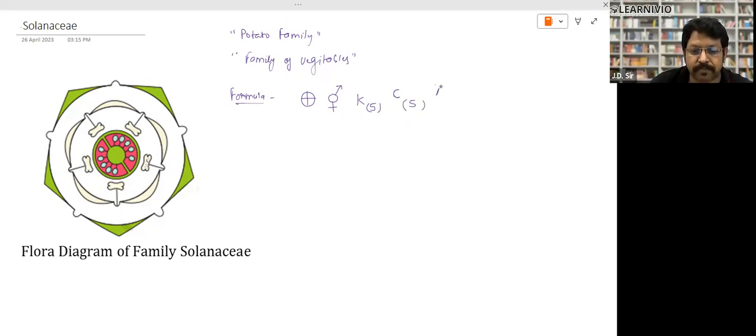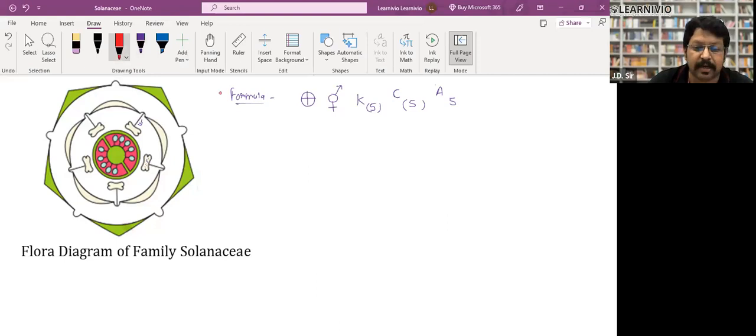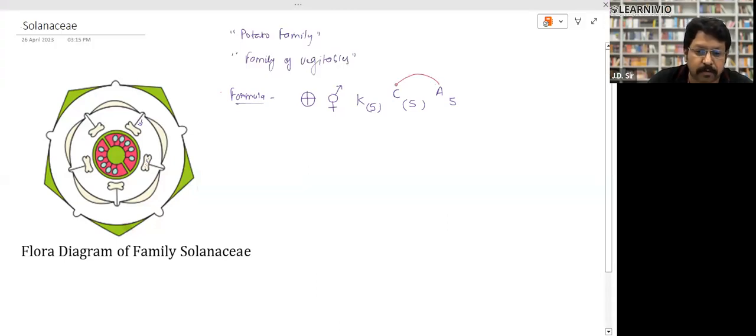Then how many androecium? 1, 2, 3, 4, 5. There are 5 androecium, right? But they are not united, so we will not make a bracket. They are free, which means they are in polyandrous condition, right? But you can see that they are united with the petals. Try to understand this line. This line shows that they are attached to the petals. So what we will do is make a line from androecium to corolla, right? They are attached or united with the corolla, right?